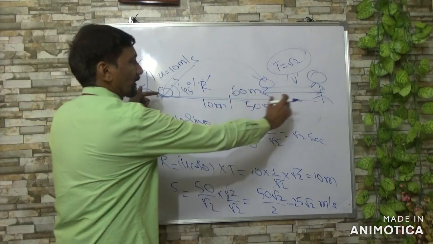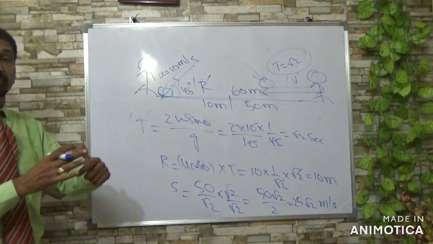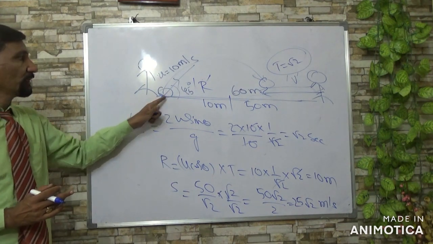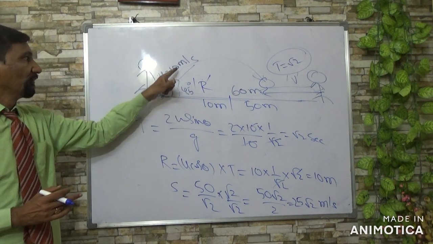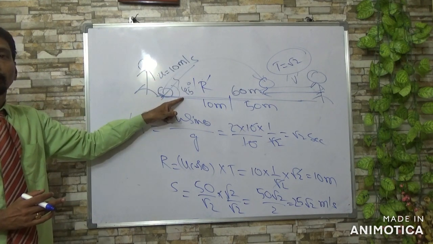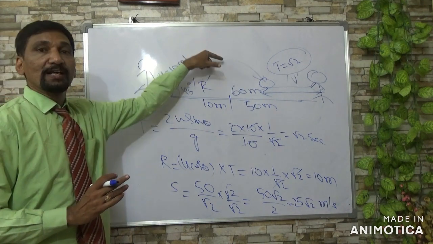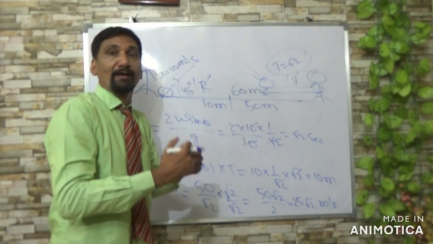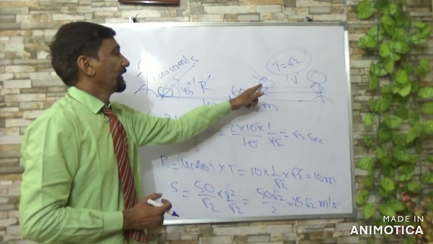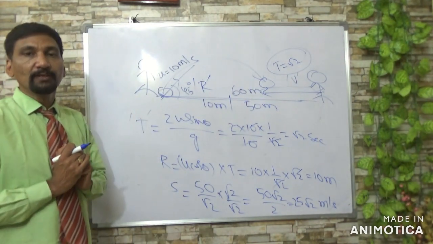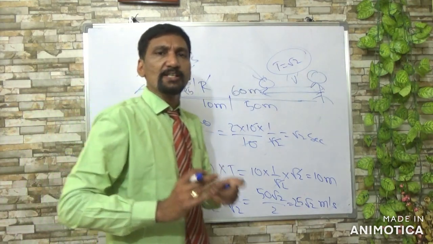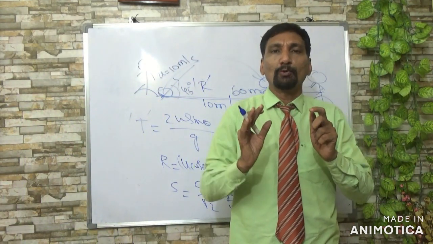So, I said in the beginning they are 60 meters of distance away from one another. This boy kicked the ball at an angle of 45 with 10 meter per second velocity. So, while the ball is in air, the second player has to run. How long? Till it reaches the ground. So, in this way, it's very, very easy to solve any problem.